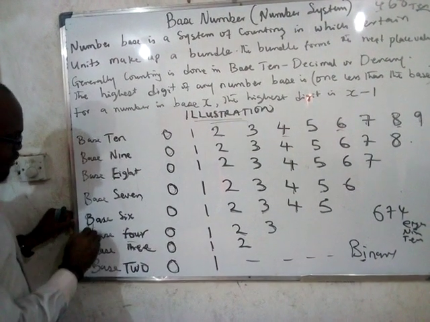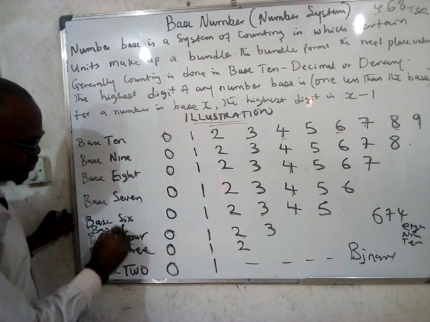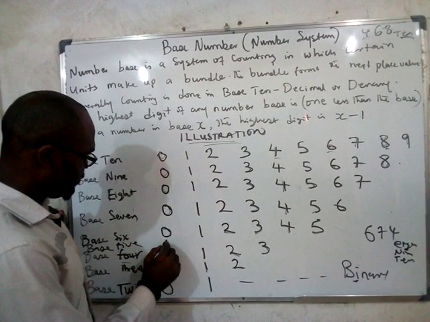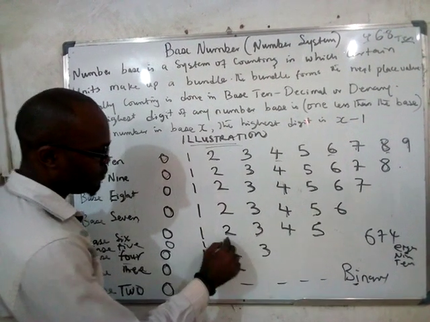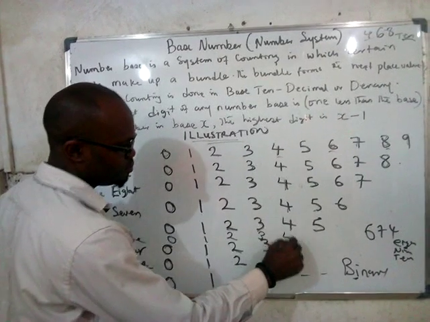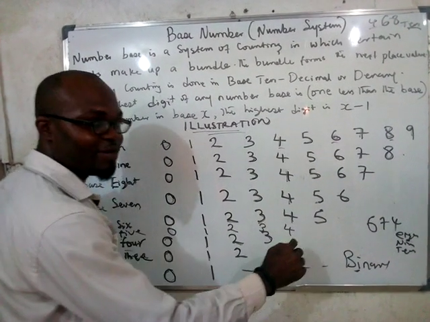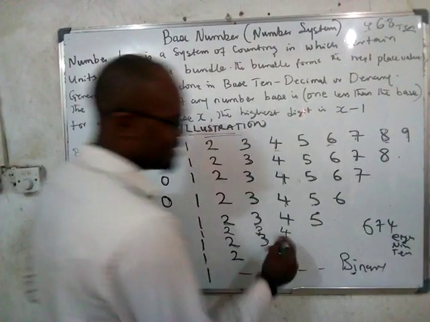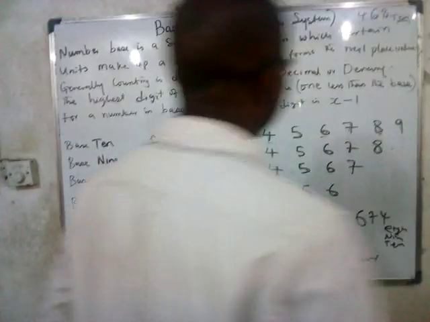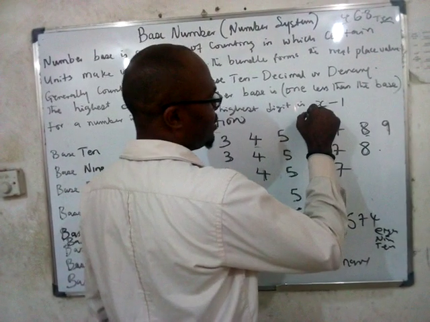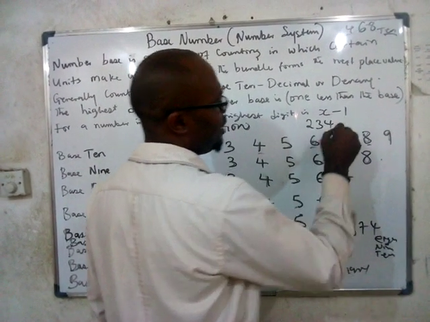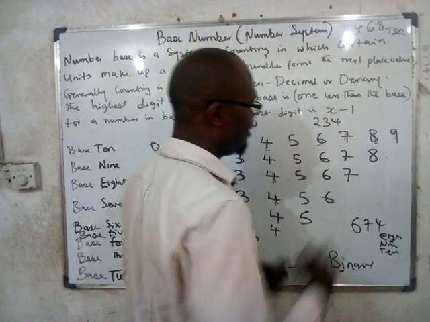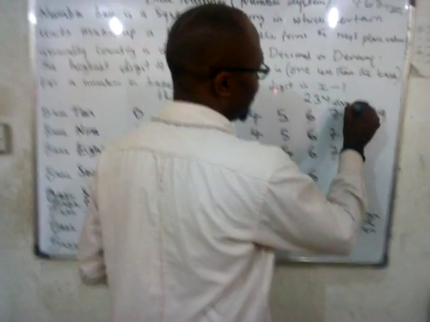Base 5. So if I put now base 5, I want you to tell me the components of things that can be contained in base 5. Give me the numbers. 0, 1, 2, 3, 4. That's all. There's no 5, because the highest digit has to be 5 minus 1, which is 4. Is that clear? Yes, sir. So this number, 2, 3, 4, can be a number in base 5, isn't it? It can also be a number in base what?